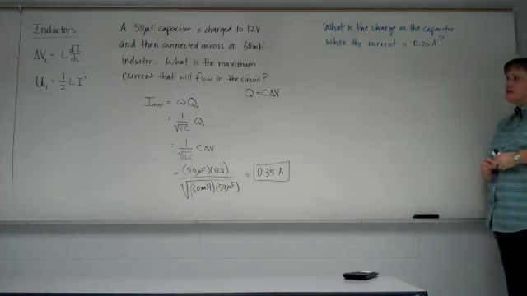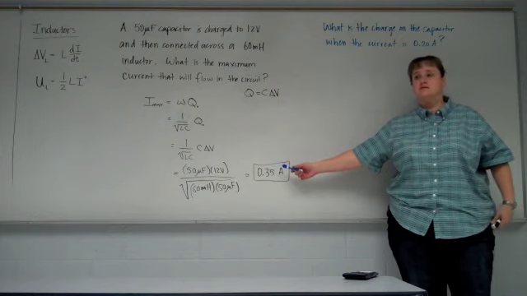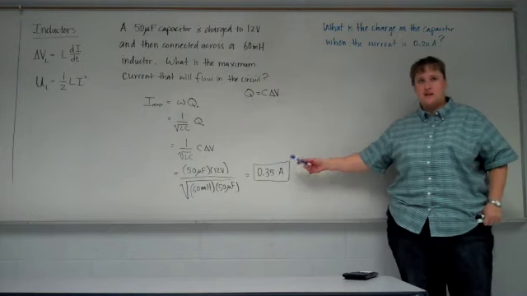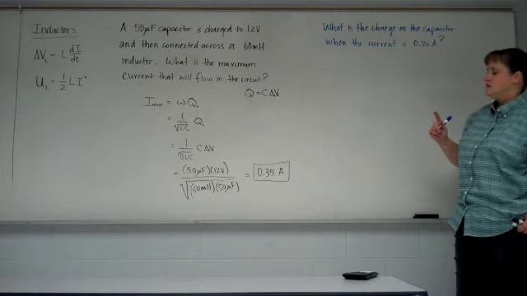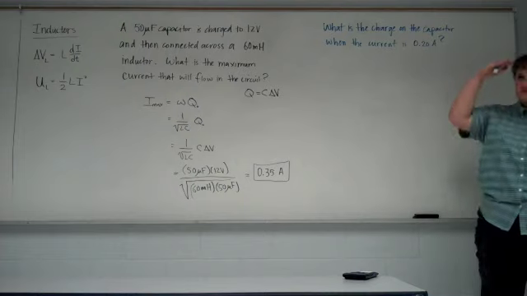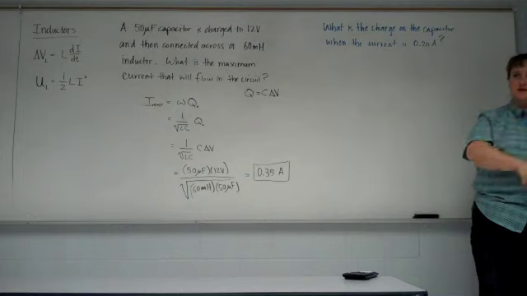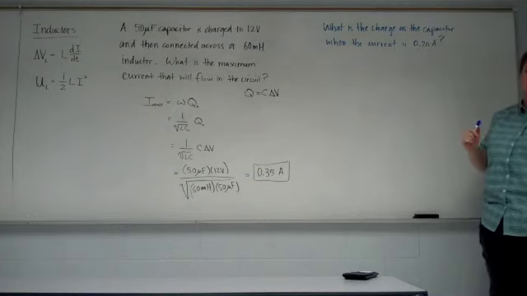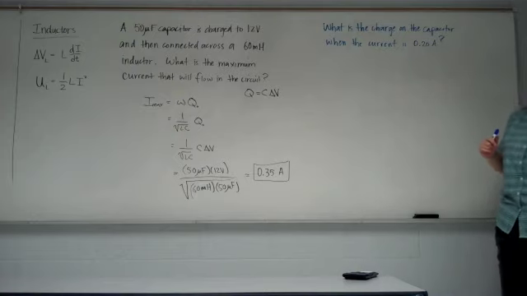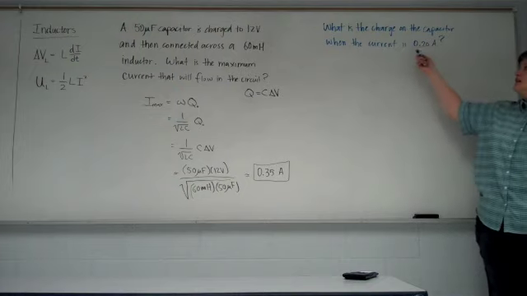So the maximum current this circuit will see is 0.35 amps. It will never get bigger than that unless you somehow get more energy into the circuit. The current will oscillate between positive 0.35 amps and negative 0.35 amps. At some point in time, the current will be 0.2 amps. I would like to know how much charge is on the capacitor when the current is 0.2 amps.